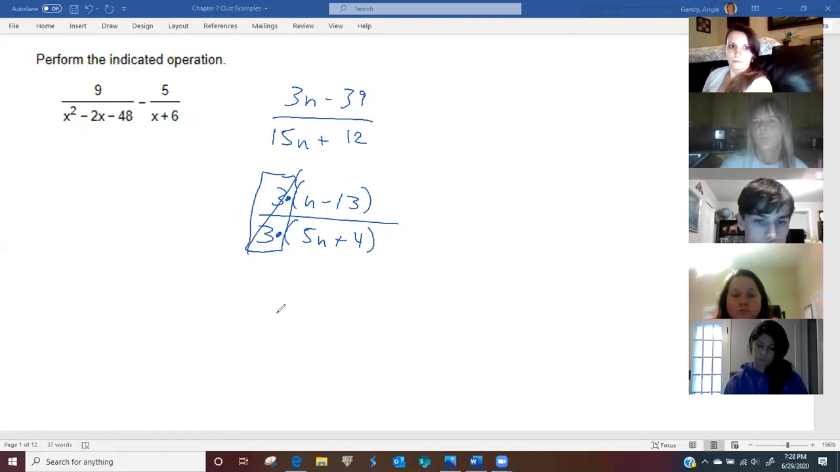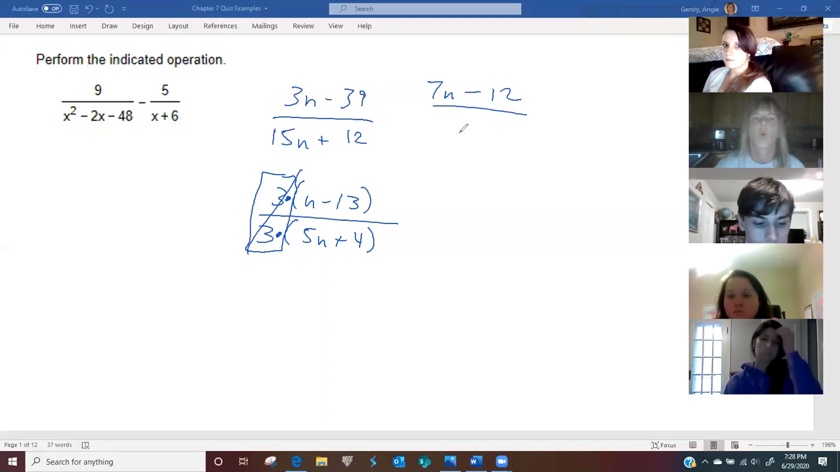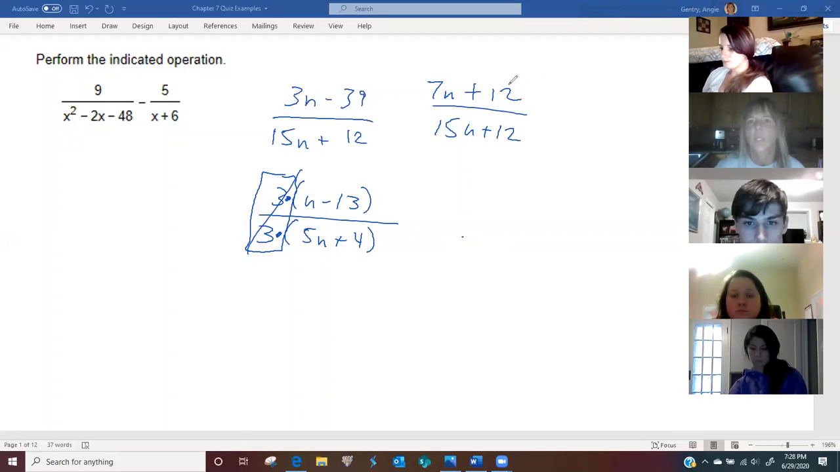But if you had it in the factor form up top, that wouldn't be able to cancel out, correct? So if I had 7n minus 12 over 15n plus 12, you cannot cancel these. It doesn't matter whether it's a minus or a plus. That's illegal, because it's plus.